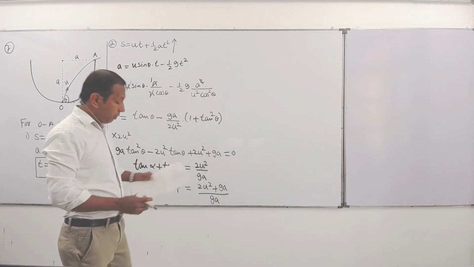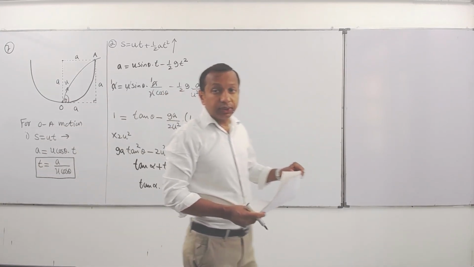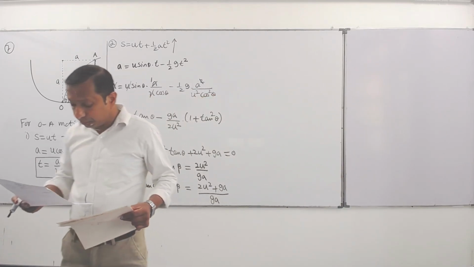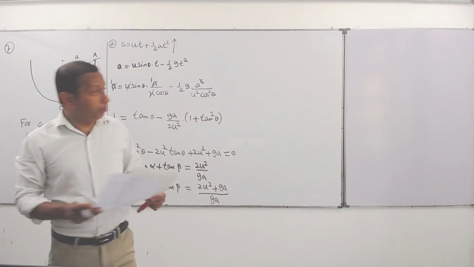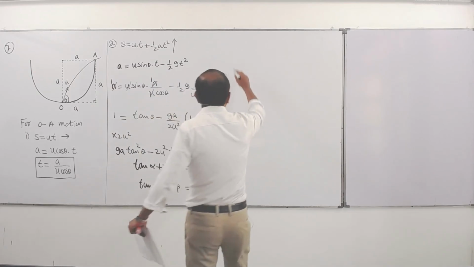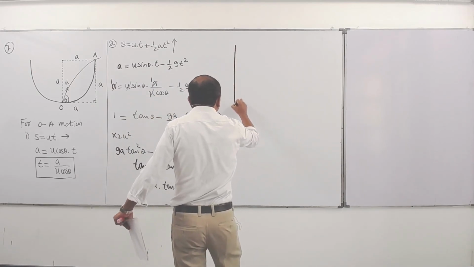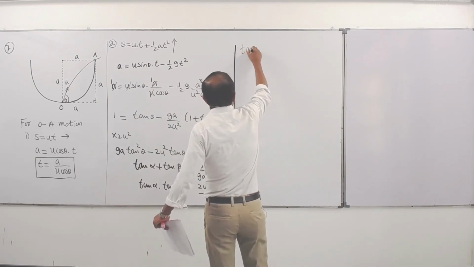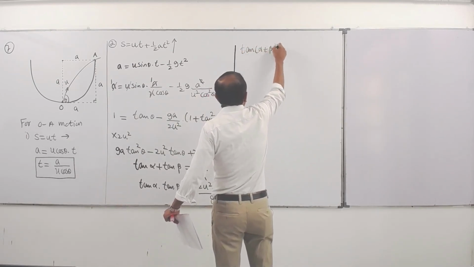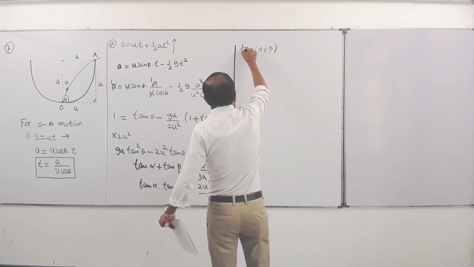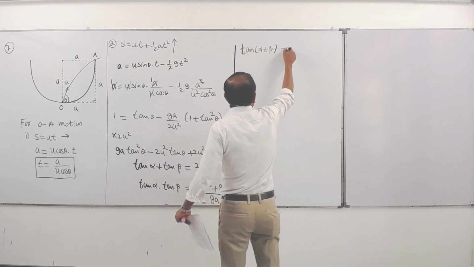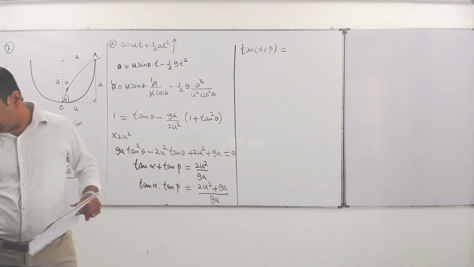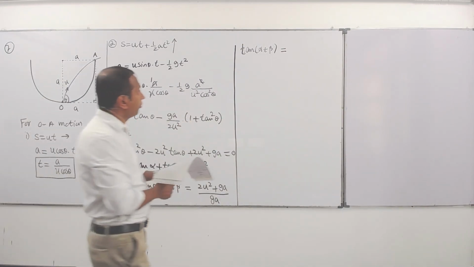They are asking for the tan alpha plus beta answer. Tan alpha plus beta answer only is asked. So to find that, what we do is we write the tan alpha plus beta formula. Right? Tan alpha plus beta formula is what? Tan alpha plus tan beta.